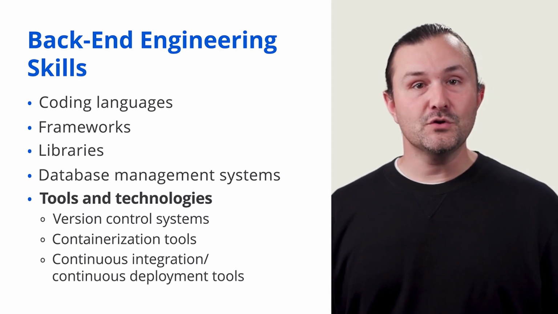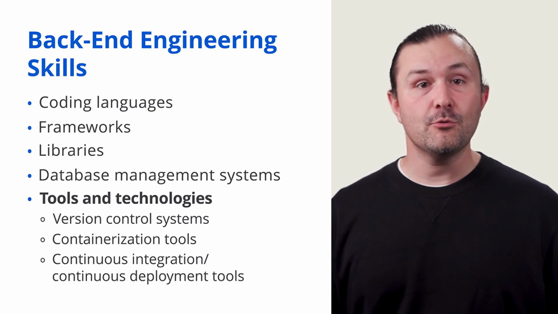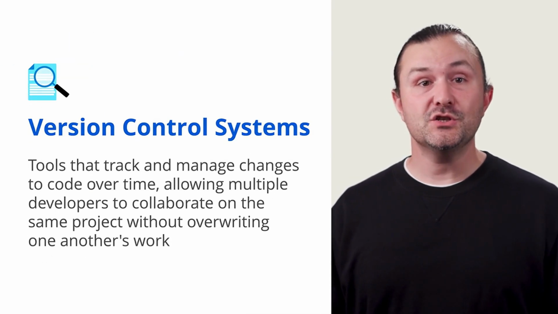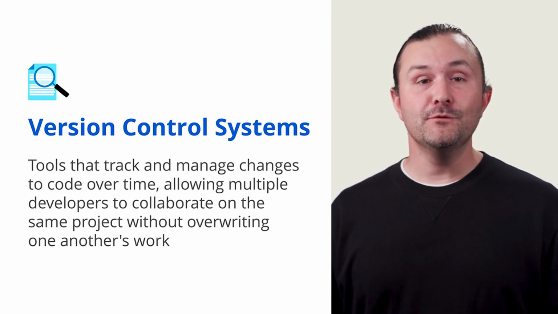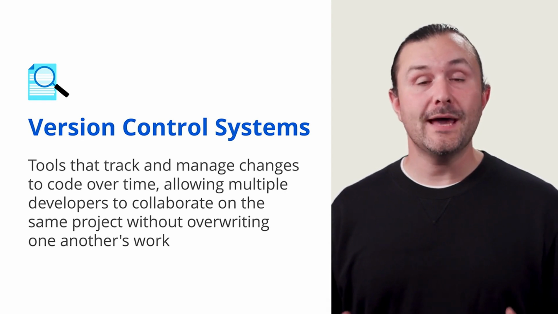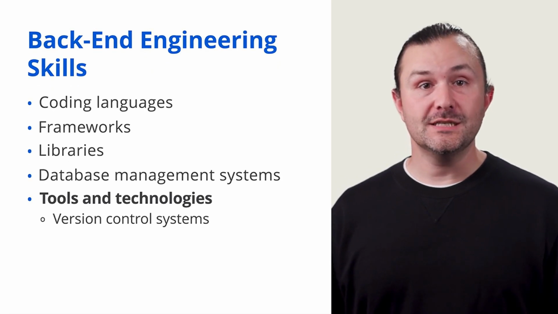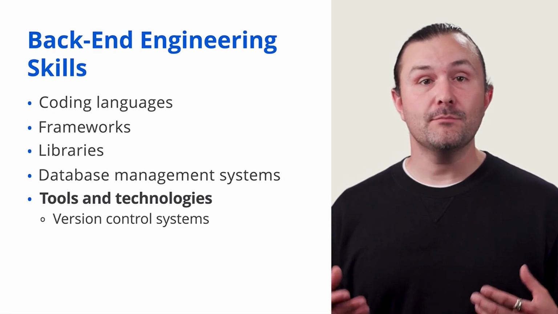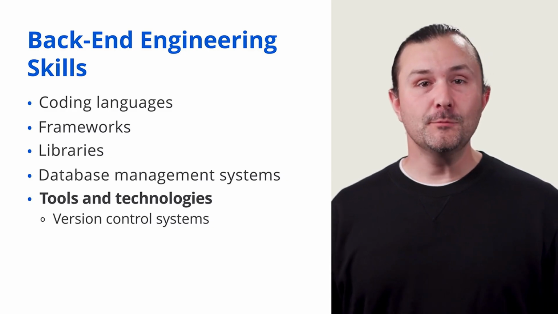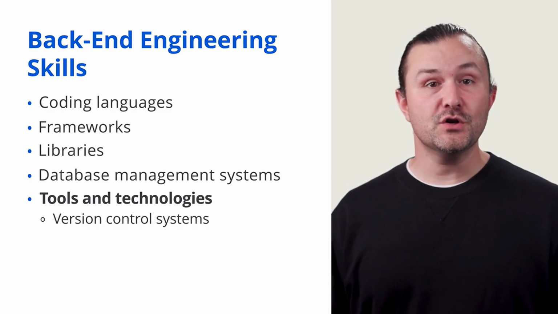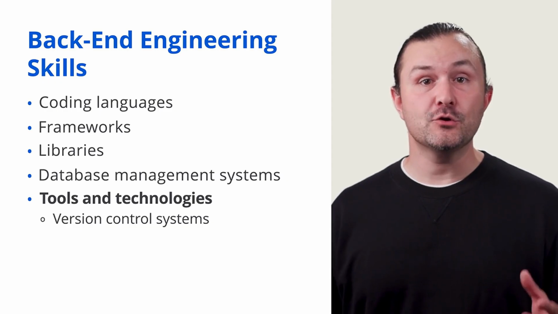Let's understand more about the tools and technologies backend developers use, starting with version control systems. Version control systems are tools that track and manage changes to code over time, allowing multiple developers to collaborate on the same project without overriding one another's work. Backend developers need to know version control systems like Git because they make teamwork and project management easier. When multiple developers work on the same project, version control ensures that their changes fit together smoothly.